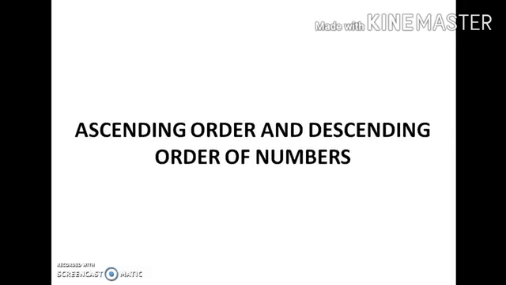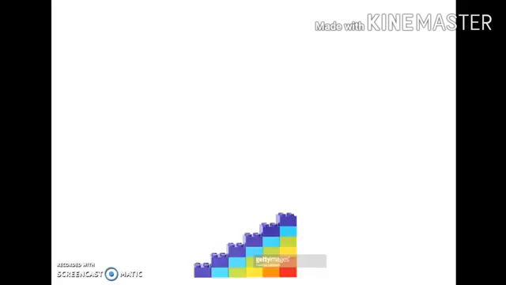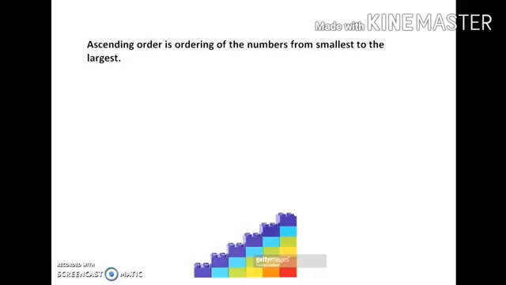So children, today we are going to learn about ascending order and descending order of numbers. Now, what is ascending order? Ascending order is ordering of the numbers from the smallest to the largest. Now let us arrange the following numbers in ascending order.